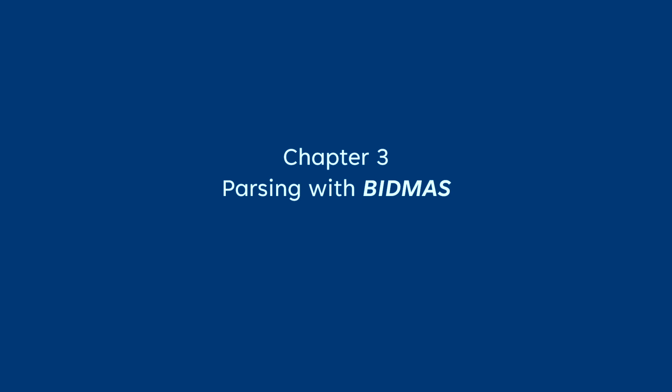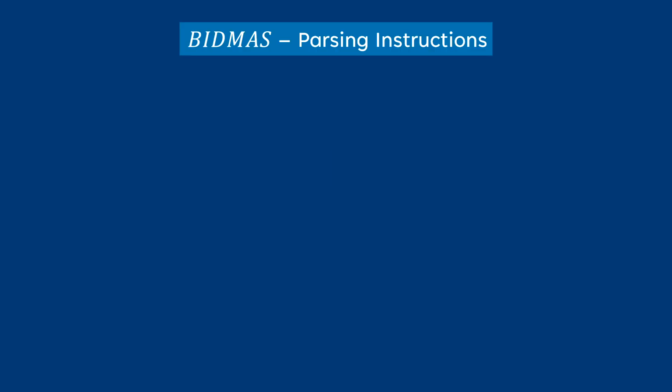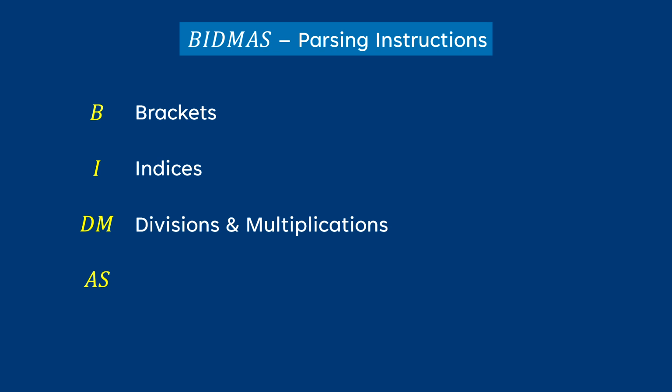BIDMAS. Right, BIDMAS is a parsing instruction. It tells you how to read the expression. I'm sure many of you are familiar with it. We have B, which stands for brackets, I, which stands for indices, which means powers and exponents, things like that, D and M, which stands for divisions and multiplications, and then additions and subtractions.